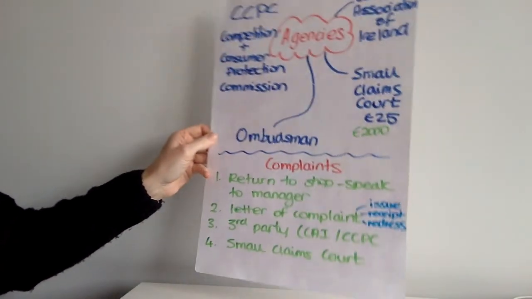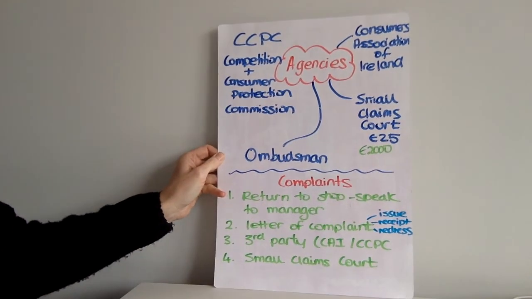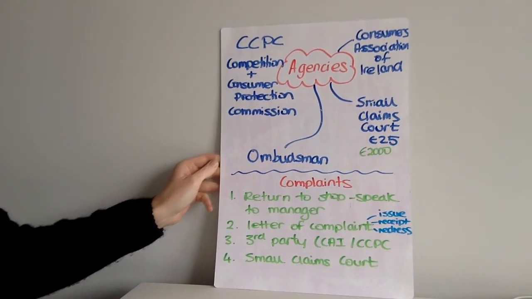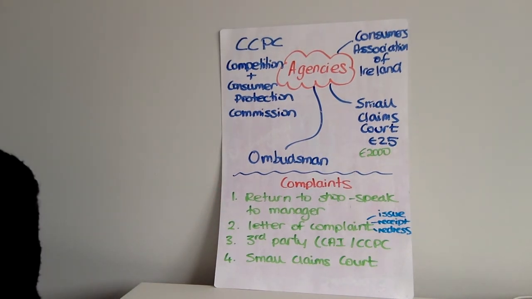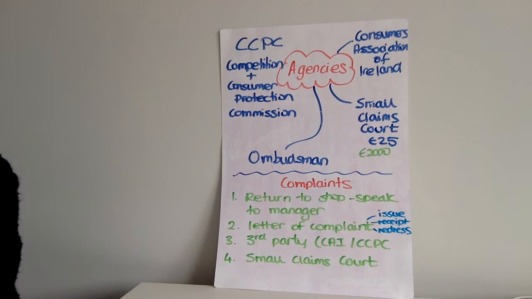Okay, so they're the laws. Nextly then, there's 4 agencies that we need to be aware of. Okay, so these are basically third parties that we would turn to if we've had no joy in trying to resolve a complaint with the company itself. Okay, so the first one is the CCPC.